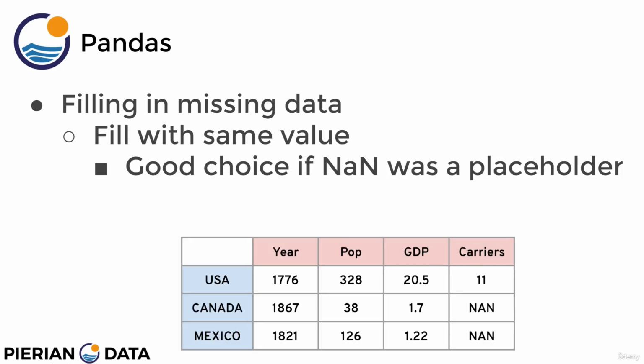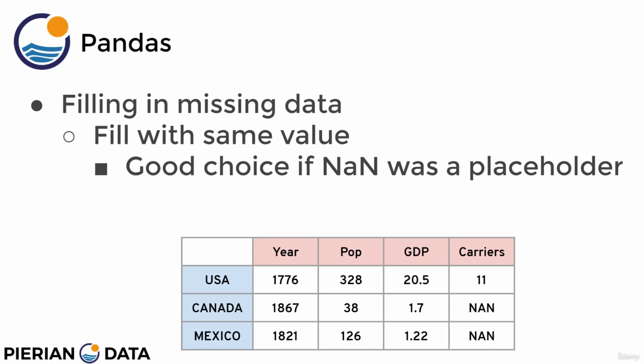So, for example, what if we are filling in missing data where we want to fill with the same value? So here I have a situation for my data set where I have different countries, the year, the population, GDP, and now this other column here is called carriers, and it stands for how many aircraft carriers are present in the country's navy. And in this particular case, what happened is Canada and Mexico don't have any aircraft carriers in their navy for this particular data set. So instead of filling it in with 0, the data set shows as not a number, as in not relevant because there are no aircraft carriers.